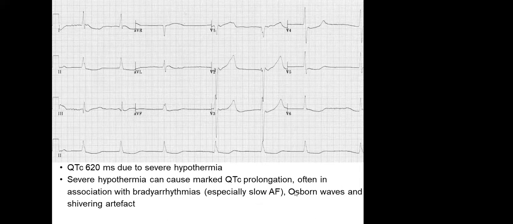and it is often associated with bradyarrhythmia because of slow atrial rate, and Osborn waves, and shivering artifact will also be seen. Like this is shivering artifact, this is shivering artifact. These will also be seen in cases of hypothermia.